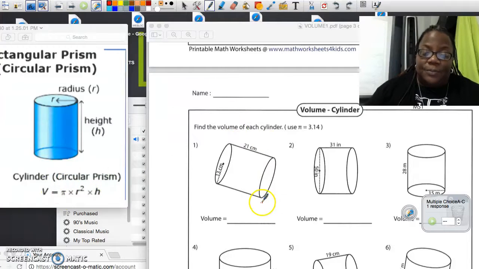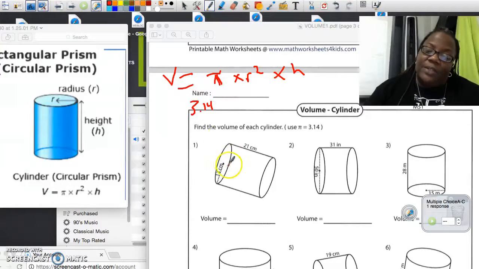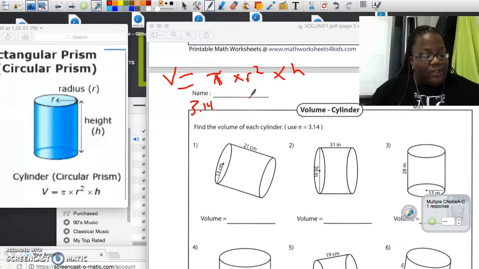So let's take our first one. Volume equals pi times the radius squared times the height. As you know, pi is 3.14. The radius, what's the radius here? 13. But then you're going to square it. So that's 13 times 13, not 13 times 2. 13 times 13 is 169.